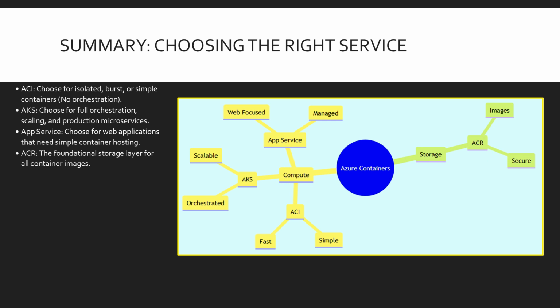This final mind map categorizes the services we discussed. The root is Azure Containers. One branch focuses on compute, splitting into ACI Simple, AKS Orchestrated, and App Service, Web Focused. The other branch focuses on storage, leading to ACR for secure image management. This provides a mental map for selecting the right tool for your specific container scenario.